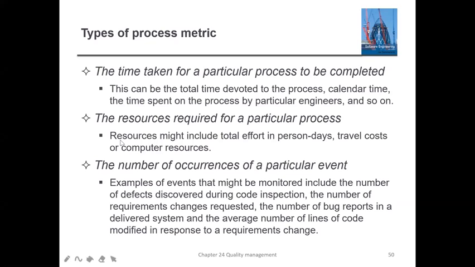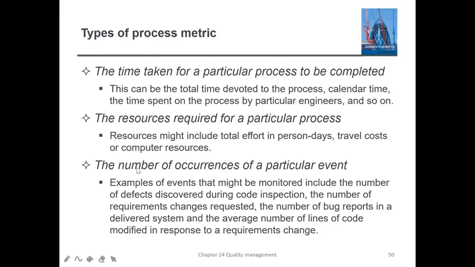Another type of your process metric is the resources required for a particular process. So how many resources you need to finish a single particular piece of work depends on the particular process. At that time we can measure all these things, or the total effort by your resources in terms of person days. Travelling cost, computer resources, computational effort and all are going to be calculated in terms of person days. So one type is time, one more type is resources.